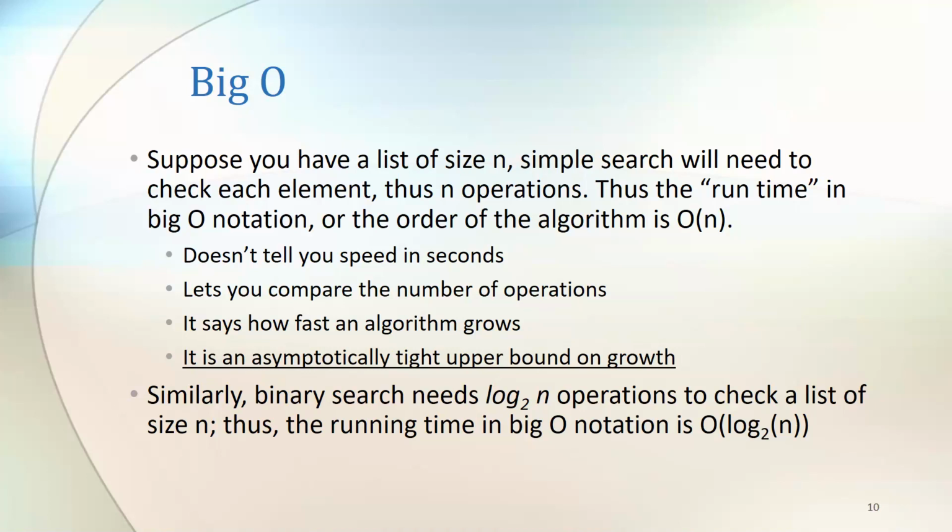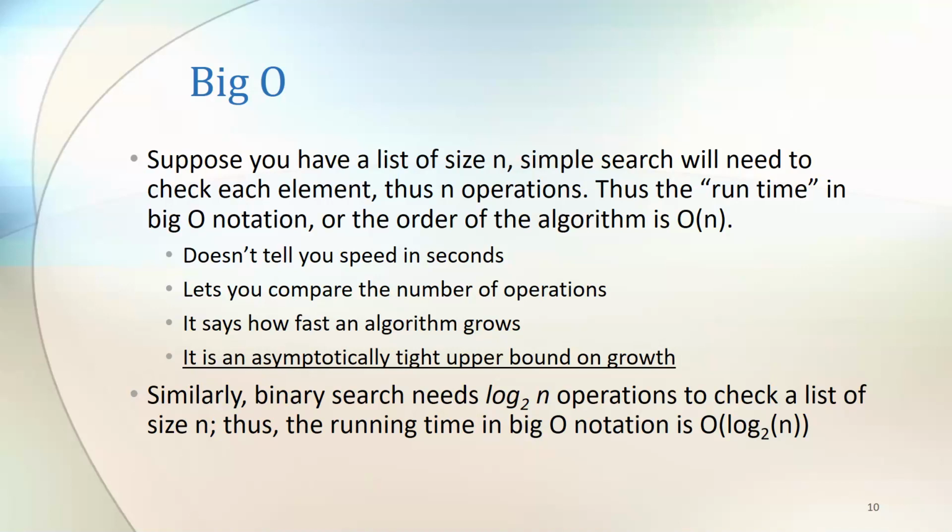Cool. So I could describe an algorithm and say it's an O of n algorithm. Again, notice it doesn't tell you anything about the speed in seconds. What it does is allow you to compare the number of operations. And it tells you something about how the algorithm will grow with growing data, right? You have n items, it will grow linearly with n, right?